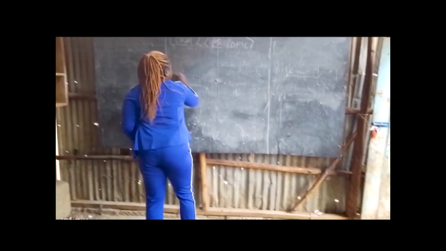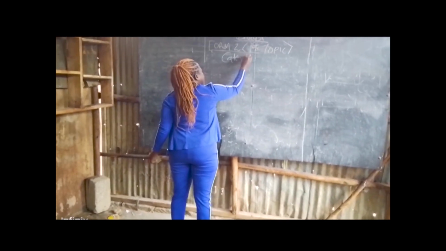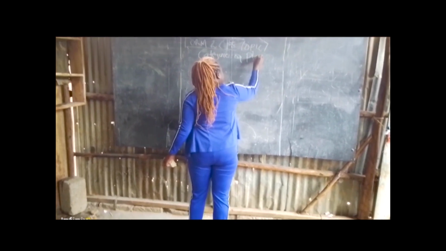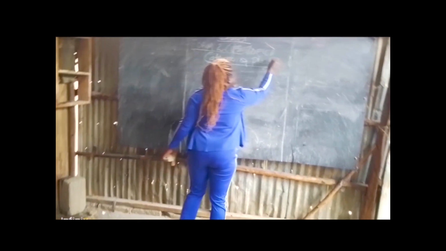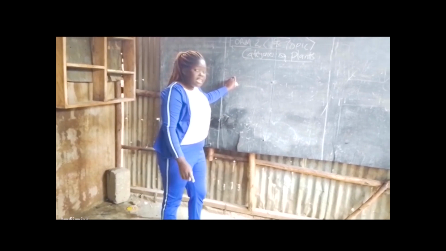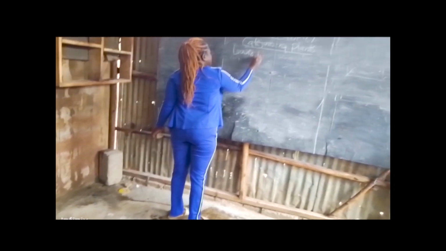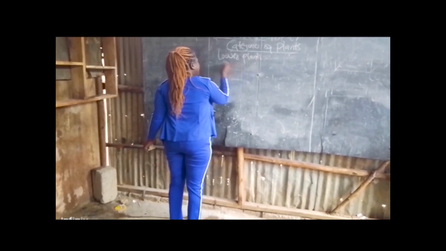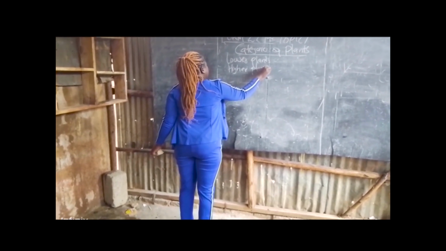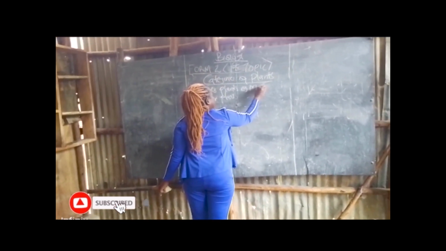Let's continue. We have the categories of plants. Not all teachers normally teach this. Plants are categorized into two broad categories. That is, we have lower plants and higher plants. Lower plants, e.g. mosses.